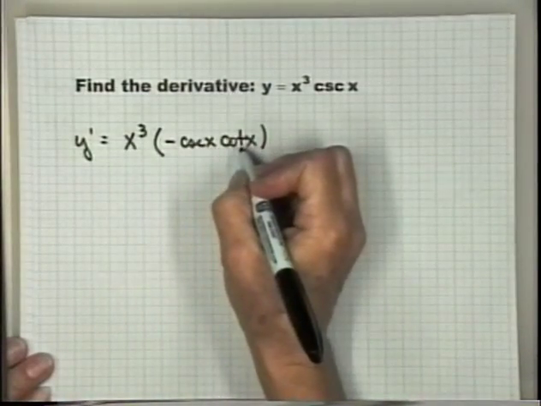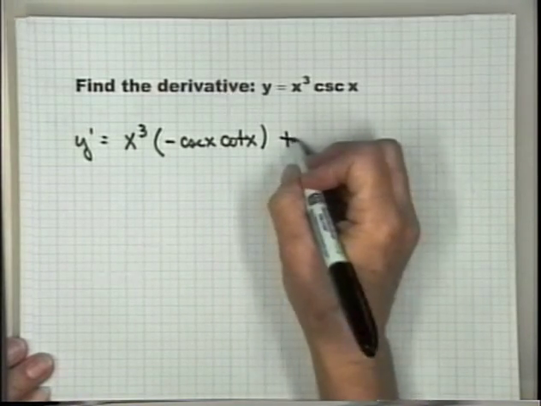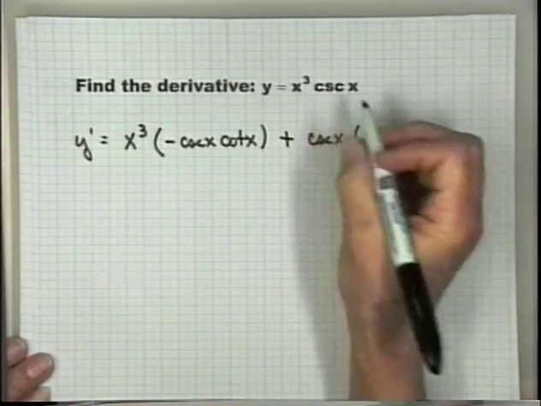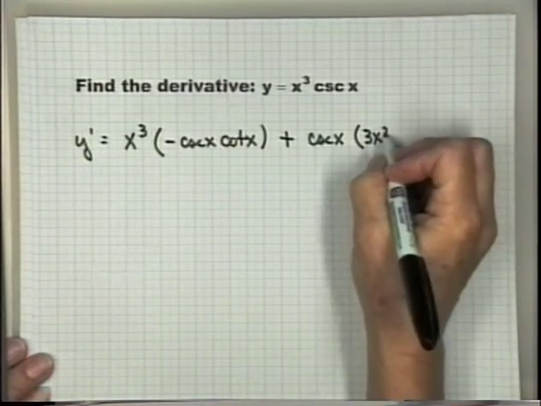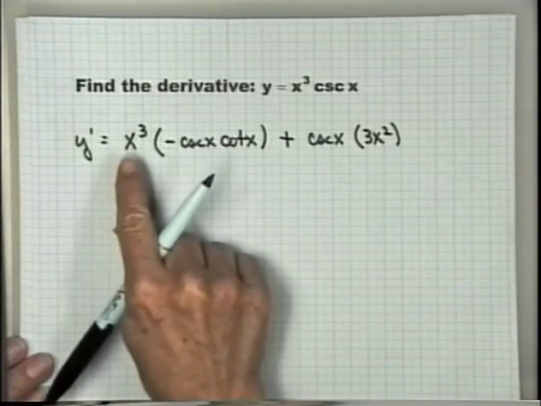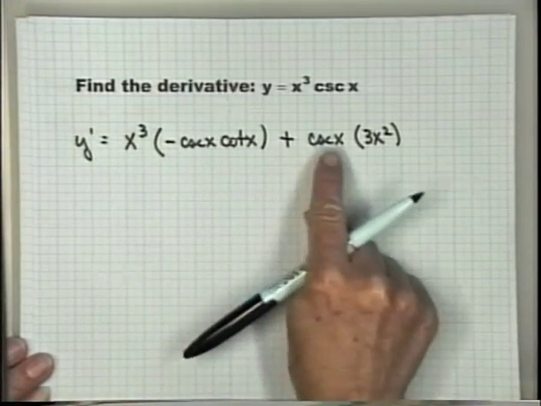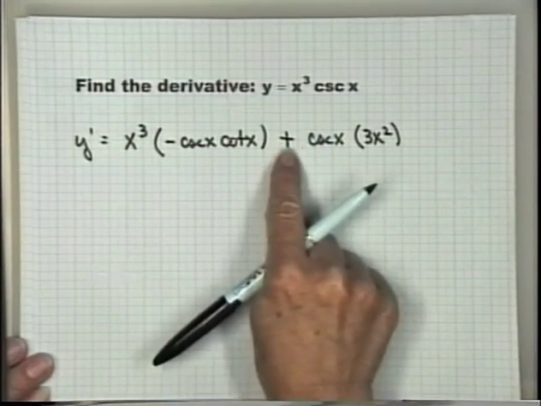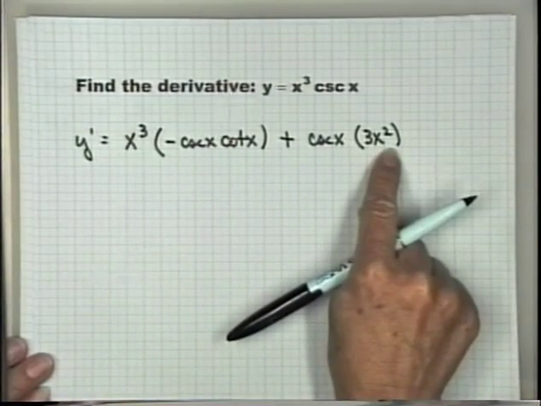First times derivative of second plus my second function, cosecant x, times the derivative of my first one, 3x squared. Now again, remind yourself to say it and make sure you have all the parts. Some students quit too soon. First derivative of second plus second derivative of first.